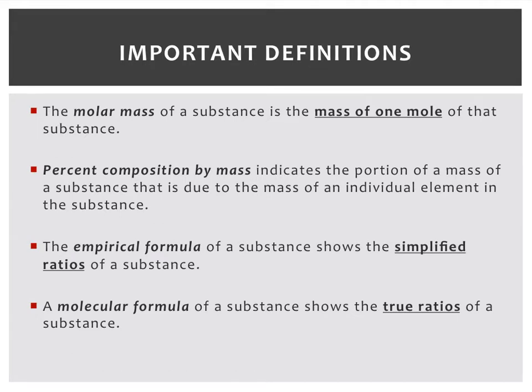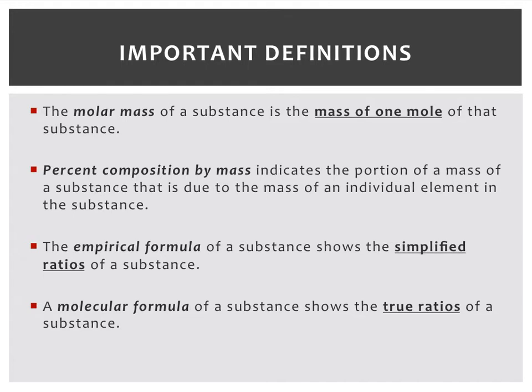formula. Alright, so basically we start with the molar mass, which is the mass of 1 mole of a substance. So the percent composition now indicates the portion of a mass of a substance that is due to the mass of an individual element in the substance. So if you have a compound with multiple elements, the percent composition tells you how much of that individual element is in that substance.